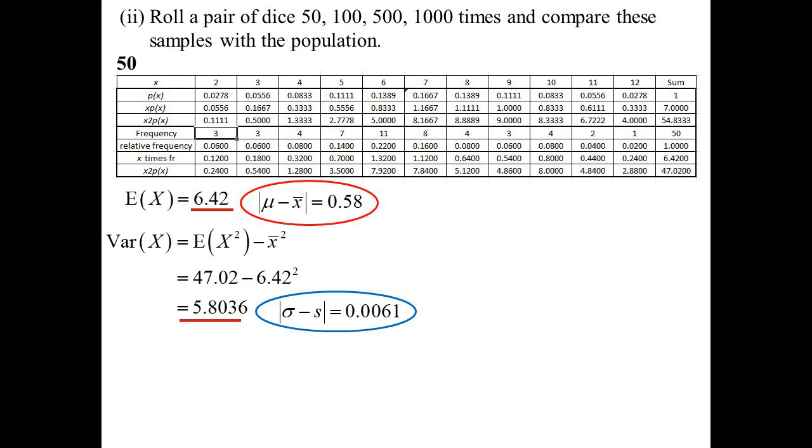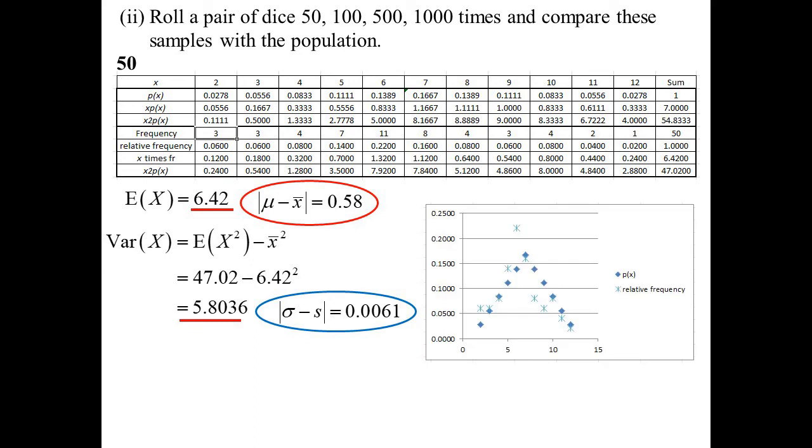Now if I was to graph them both, the diamonds were the theoretical one, the asterisks there are the relative frequency, doesn't really match. It's got a bit of that up and down pattern, but doesn't really match it that great with 50.